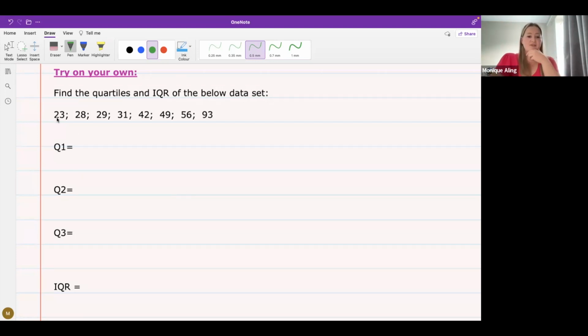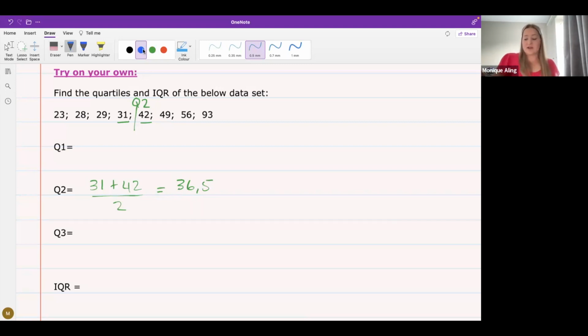So let's have a look. So it's 1, 2, 3, 4, 5, 6, 7, 8 numbers. So it's an even number. So that means we're going to have 2 numbers in the middle for quartile 2. We've got 31 and 42. So quartile 2 falls between these two. So to work it out, we say 31 plus 42 over 2 gives you 28,5. Sorry, 36,5. Just looking at the wrong one. Which I see most of you did get, for those of you that put your answers in.